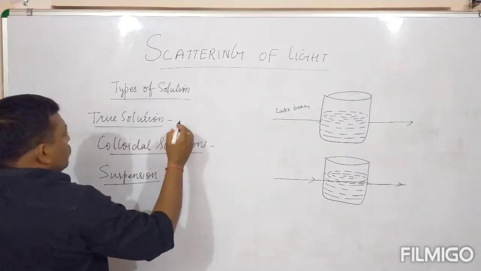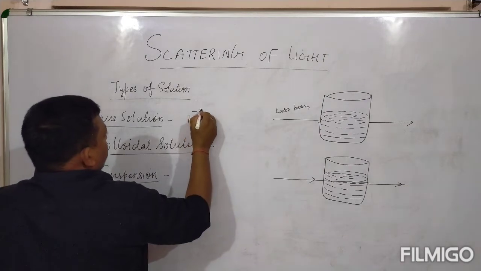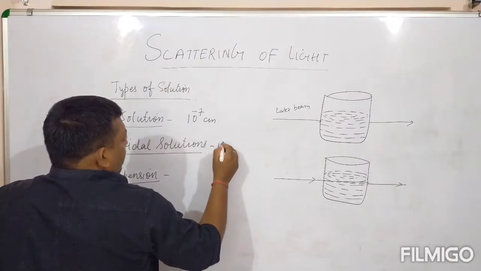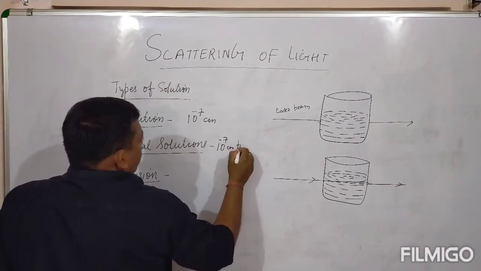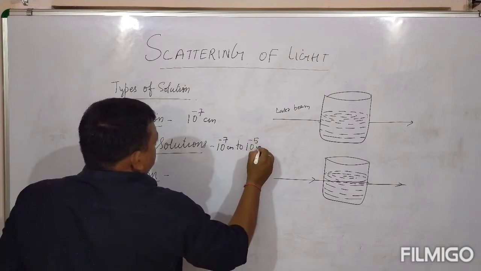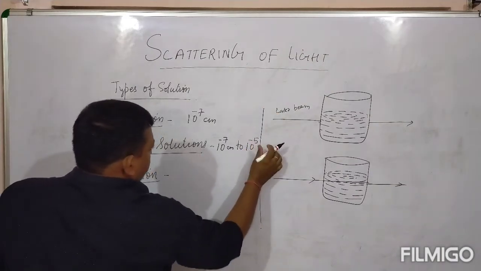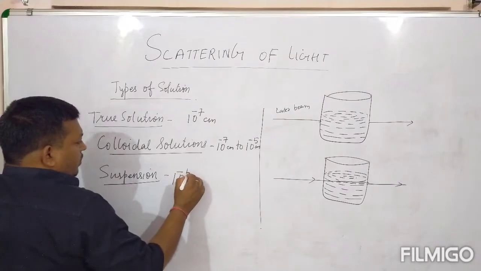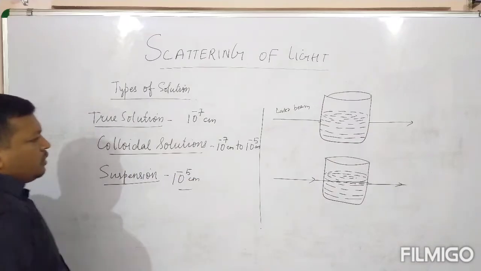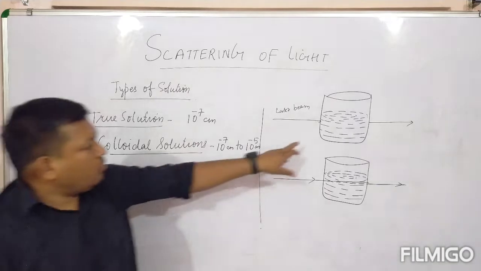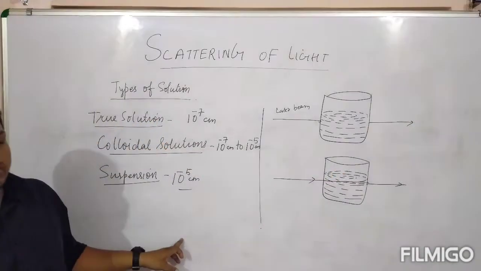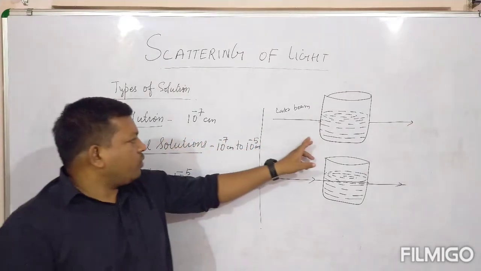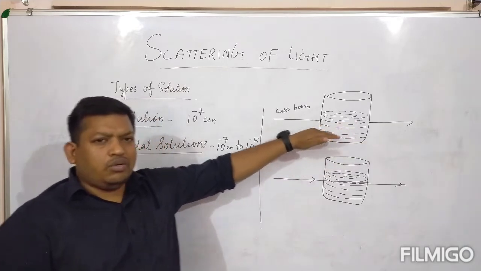The particle size of a true solution is 10 to the power minus 7 centimeter, and the particle size of a colloidal solution is 10 to the power minus 7 centimeter to 10 to the power minus 5 centimeter. And in suspension, particle size is 10 to the power minus 5 centimeter or more. Now, we know that water is a true solution. That's why the particle size of water is around 10 to the power minus 7.